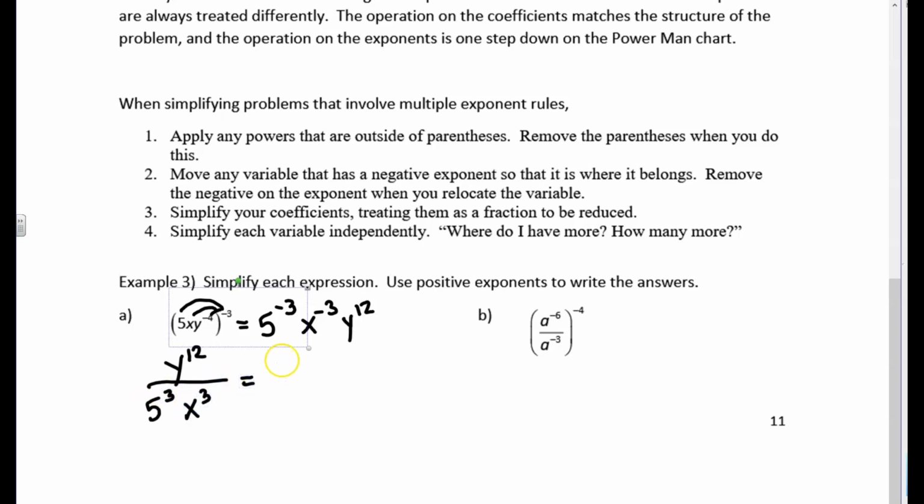Well, 5 to the 3rd is 125. So I have y to the 12th over 125 x cubed. And at this point, I'm done. I've only got one of each variable. There are no negative exponents. I'm done.